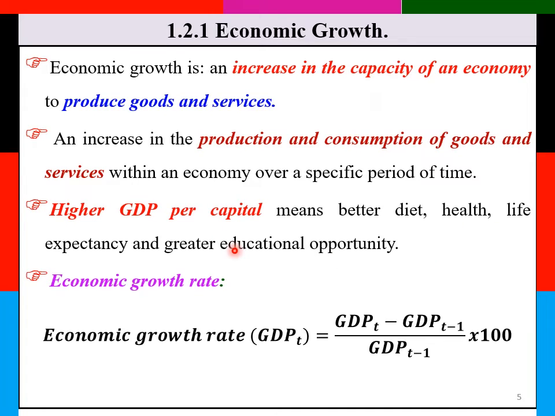We can calculate the economic growth by using this formula: GDP at time T, or year T, minus GDP at time T minus 1, the one-year lag, over GDP at time T minus 1, the last year, multiplied by 100. Therefore, this is how we can understand the term economic growth.